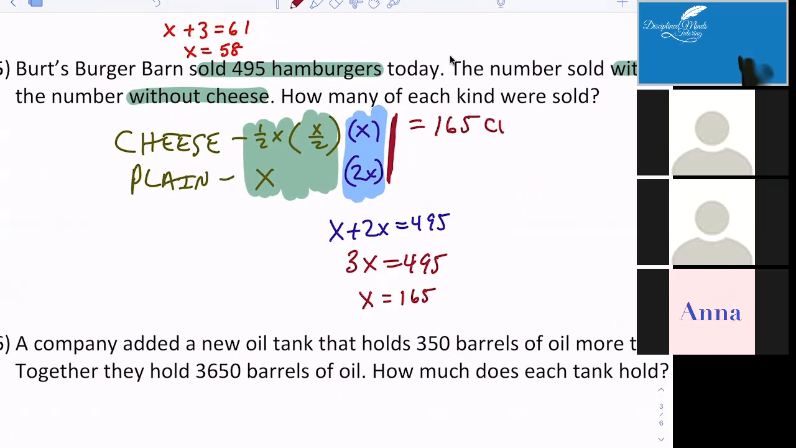So how many cheeseburgers were sold? 165 cheeseburgers. And how many plain? 330. Now guess what happens if I add the 330 plus the 165? I just double checked myself, 495. That is 100% correct. Now, I know some of you are doing better. Sean, I appreciate you very much. Your math skills, your mental math are amazing.